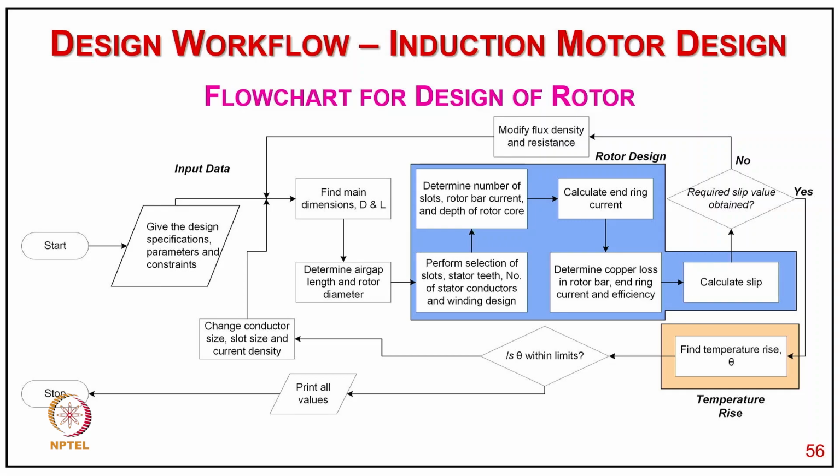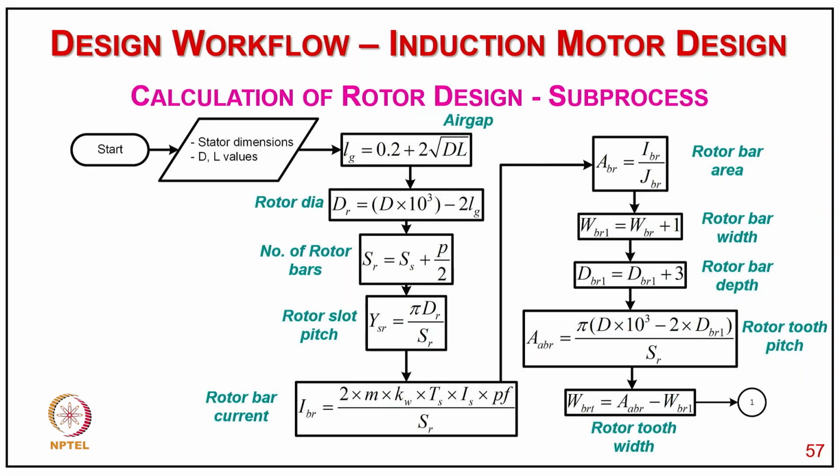Then we calculate the slip, then we check whether the slip is within the limit or not. If not, we modify the flux density and resistance, and go back. If yes, then we go for calculation of temperature rise. If the temperature rise is within the limit according to insulation, then we print the result. If it is not, then we go again for an iterative procedure to bring it within the limit. So, that's about the rotor design.